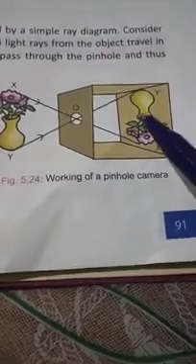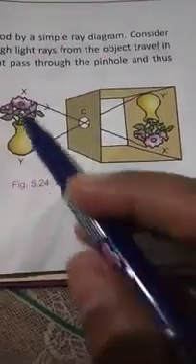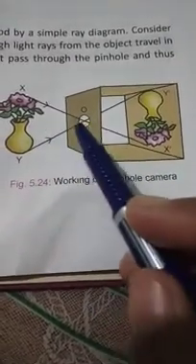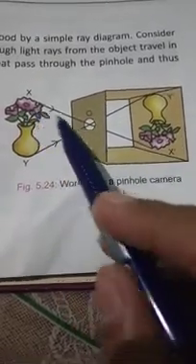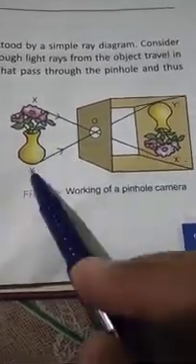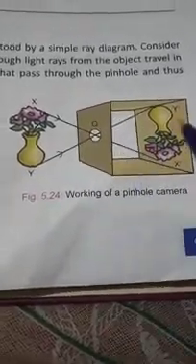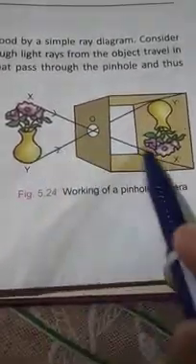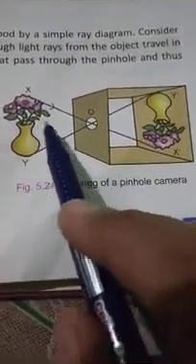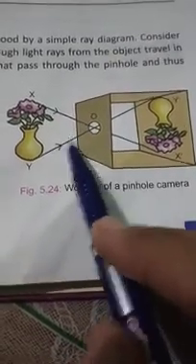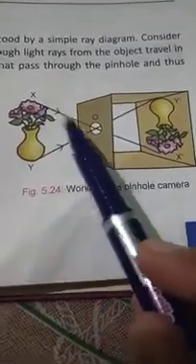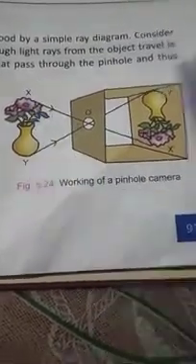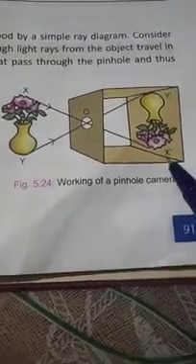Okay, so any object like this XY kept in front of the pinhole of this camera, light rays from the object travel in all directions, but here we are taking only two rays, this ray and this ray, to show you clearly how the image is forming. So take those two rays into consideration, and these two rays pass through this hole and thus contribute to forming the image on the screen. Like this, a ray of light coming from the point X, and XY is the object, and X dash Y dash is the image.